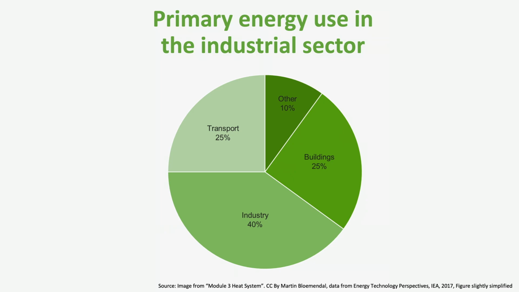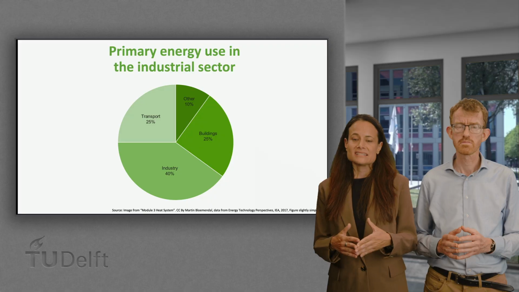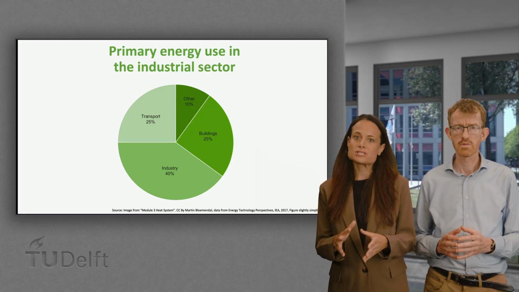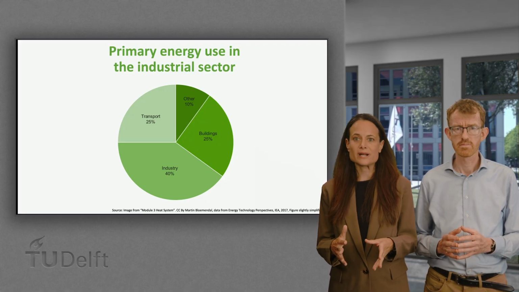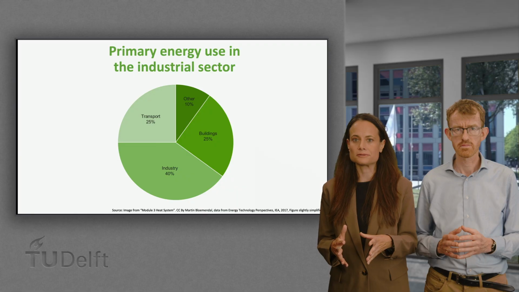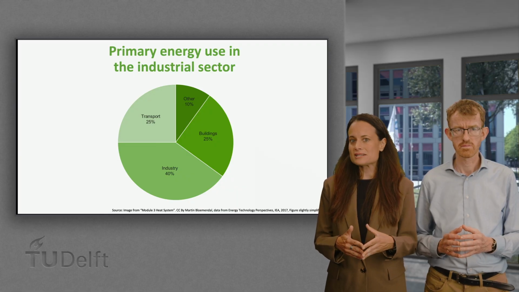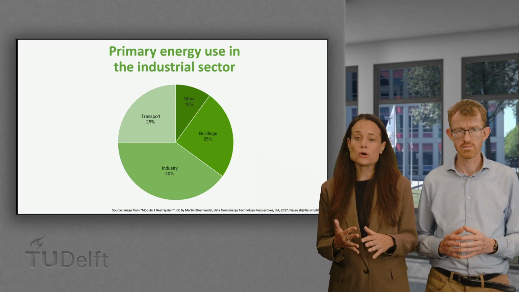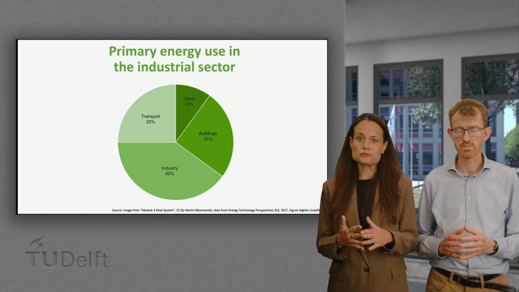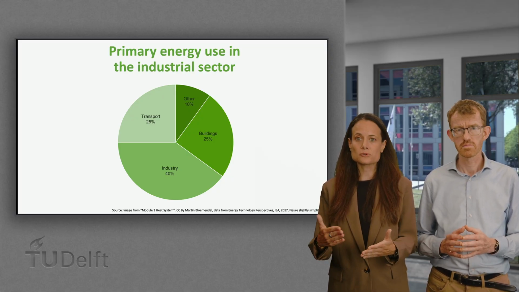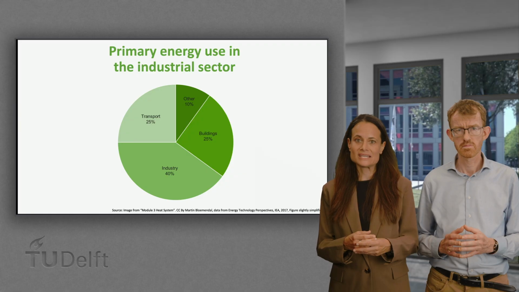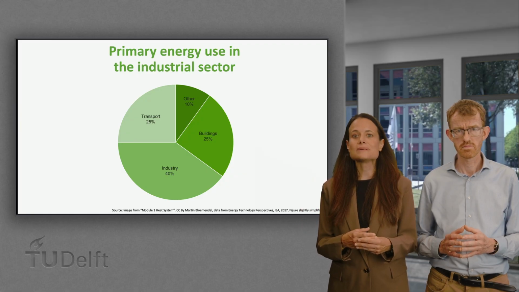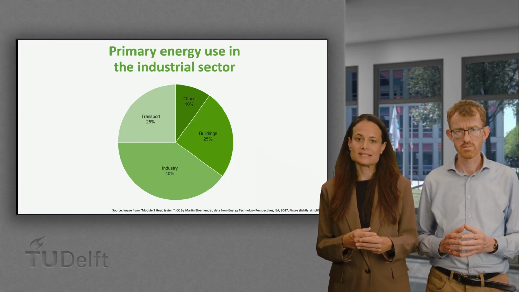This slide may look familiar. It was already introduced in Module 3. This chart represents approximate global figures for the share of primary energy use by economic sector. Primary energy is understood as the energy contained in raw fuels such as coal, oil, and natural gas, and renewable sources like biomass, solar, wind, and hydropower. You can see that the largest share belongs to the industrial sector.